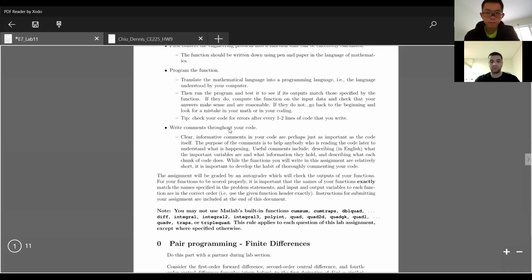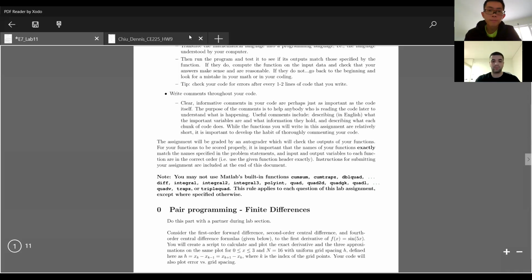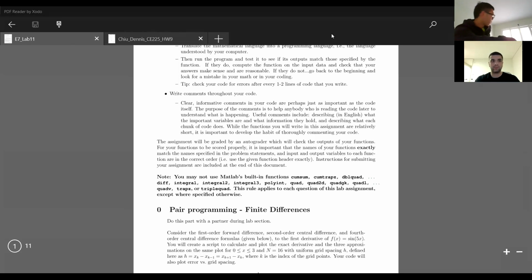So let's just go briefly through the PDF and kind of orient ourselves with what's going on here. Let's share screen. One second while I set up my drawing pad. Okay, we're online.